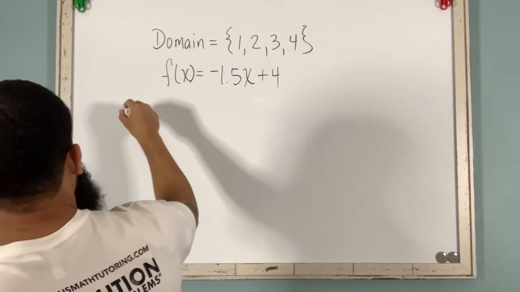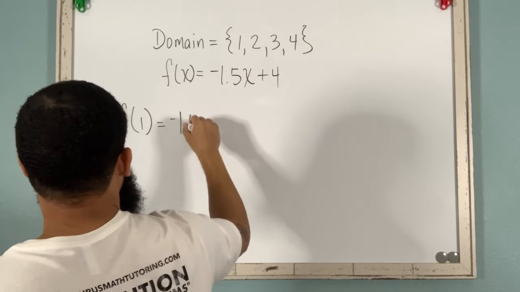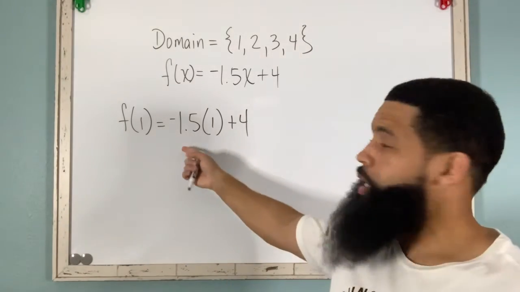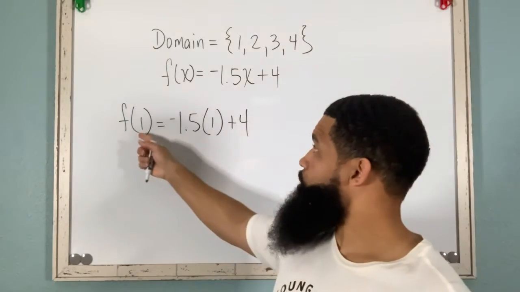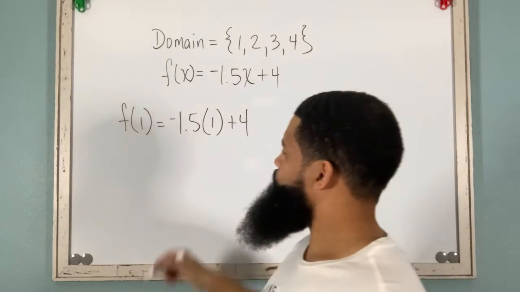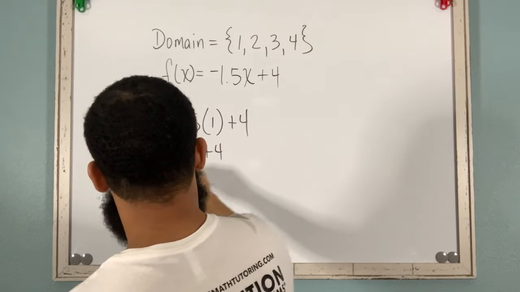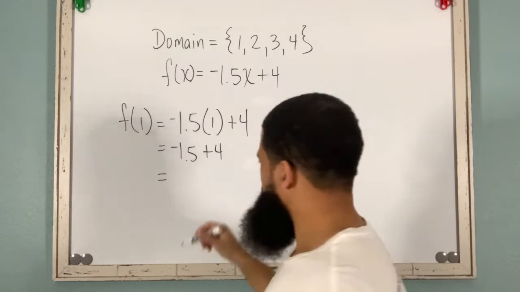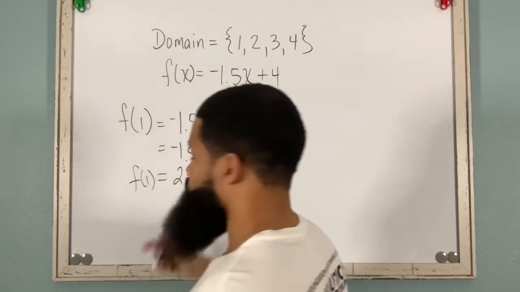So if I want to find f of 1, that equals negative 1.5 times 1 plus 4. That's telling me that I'm going to substitute 1 into x anywhere in the function. So negative 1.5 times 1 is negative 1.5, and then we add 4. 4 minus 1.5 is 2.5. So f of 1 equals 2.5.